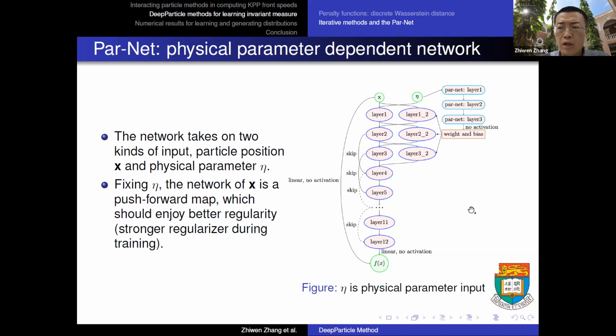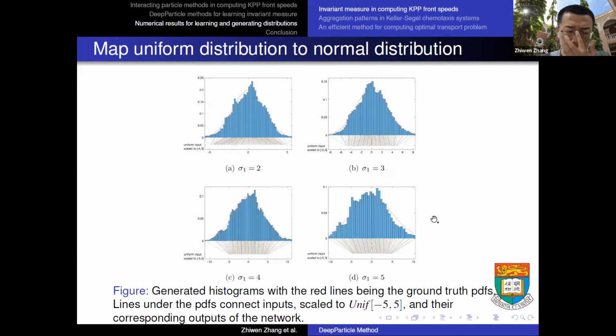I know the audience here are experts in designing architecture for neural networks, so I'm sure you can design a much better network than me. That's just a very simple network we used in the paper. X is the physical input, eta is the physical parameter input. Those are layers. All right, so let me show you some examples.